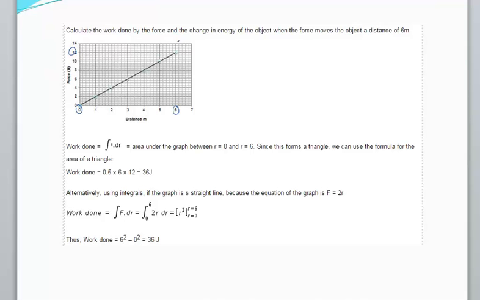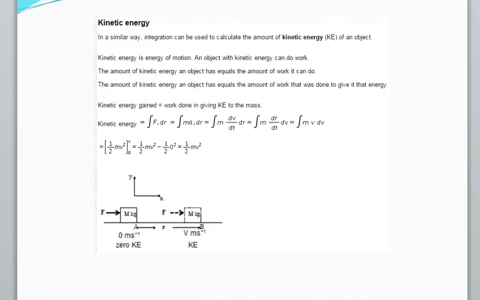Or using integrals, if the graph is a straight line, here our graph F equals 2r. So we can integrate this between 6 and 0, 2r dr. So that becomes r squared between 6 and 0. So 6 squared minus 0 squared is 36 joules. And similarly with kinetic energy here.